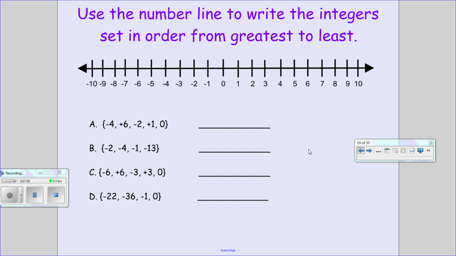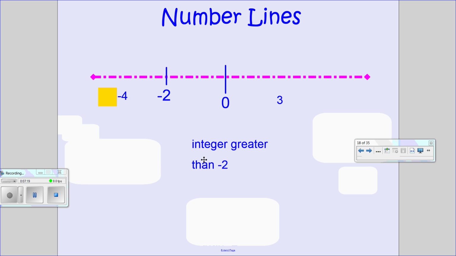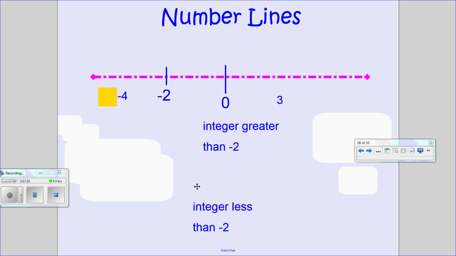And for practice one, this is negative. Let me use my select button. This is -2. Where would you find 3 here? I would find 3 units to the right of 0. Where would you find -4? I find -4, 2 units to the left of -2. Where would you find integers greater than -2? Least to greatest, so it'll be down here. Where would you find integers less than -2? Somewhere down here to the left.